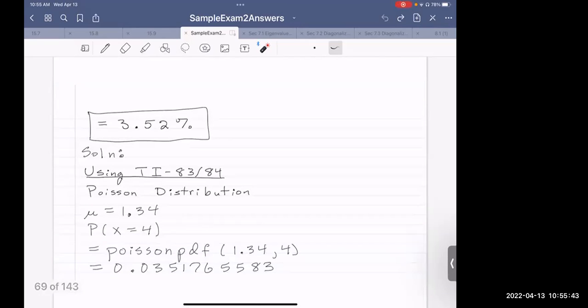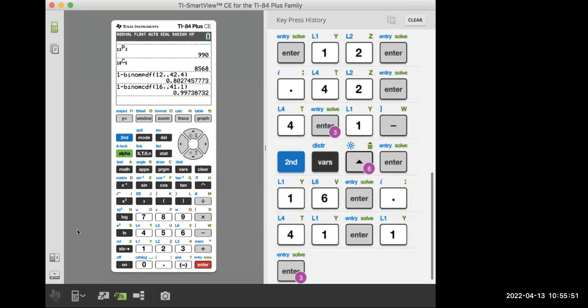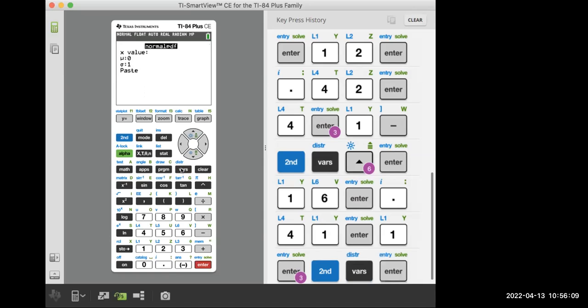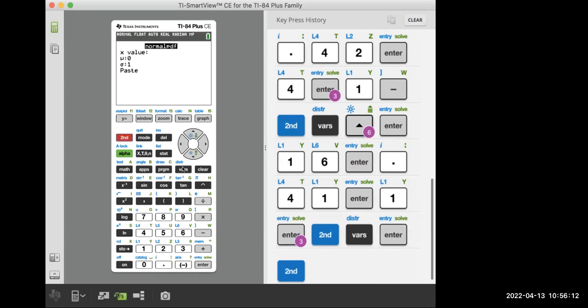If you were solving this using your TI-83, TI-84, then again, this is a Poisson distribution. Mu is equal to 1.34. I want to find the probability x is equal to 4. And so let's type in the following command. So I will type in the Poisson distribution, and this will be a Poisson PDF.